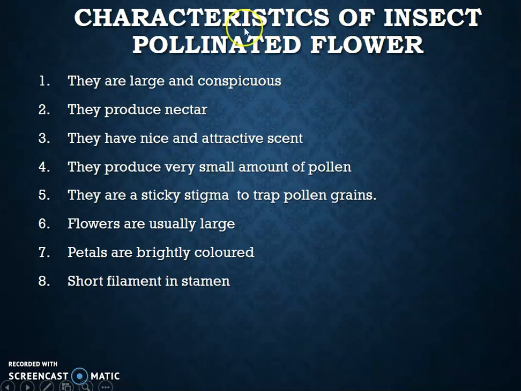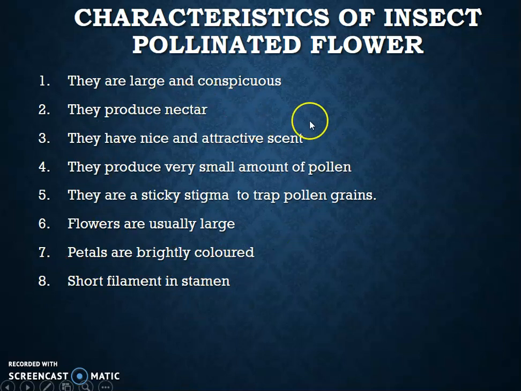So some of the characteristics of insect pollinated flowers: they are large and conspicuous. That means they are very obvious, they are very big, you can see them. They produce a lot of nectar. They have a nice, sweet and attractive scent. They produce very small pollen grains. They don't produce so many pollen grains, and their stigma is sticky. And the flowers are usually large, like I said, large and conspicuous, and they have brightly colored petals, and they also have short filaments.